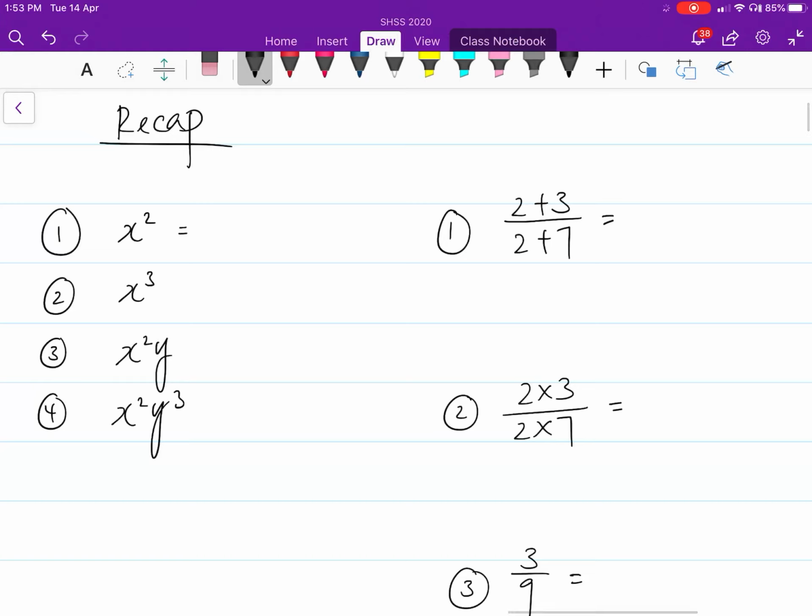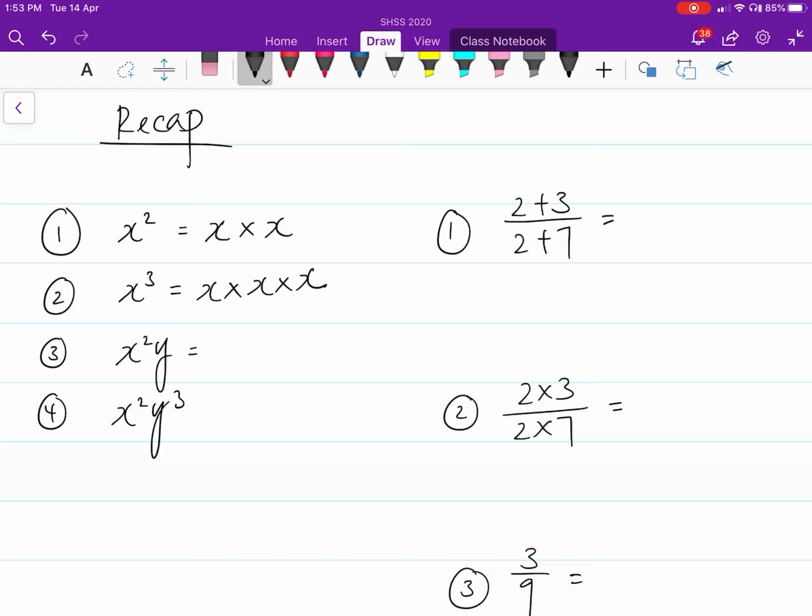First, x squared is not x plus x. X squared is x times x. X cubed is not x plus x plus x. X cubed is x times x times x.